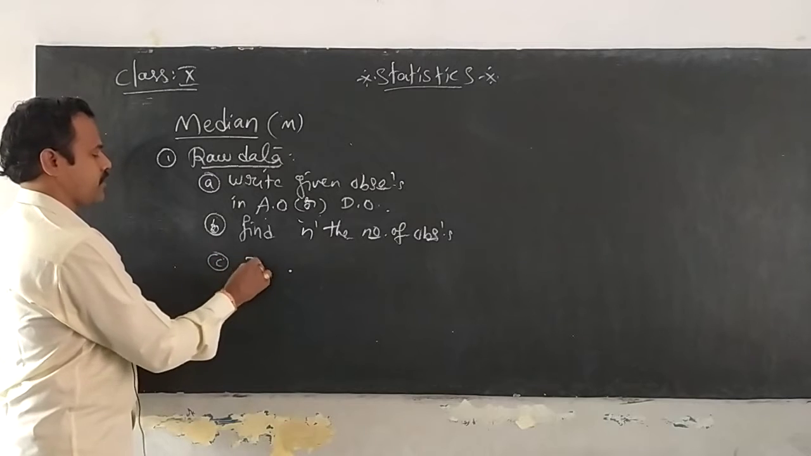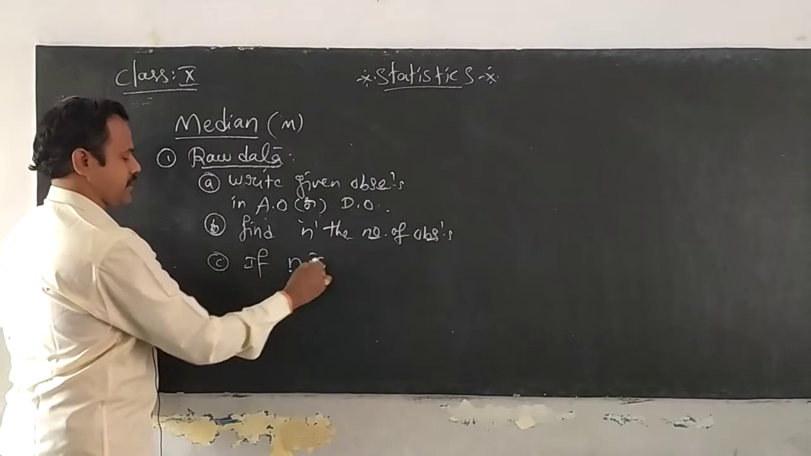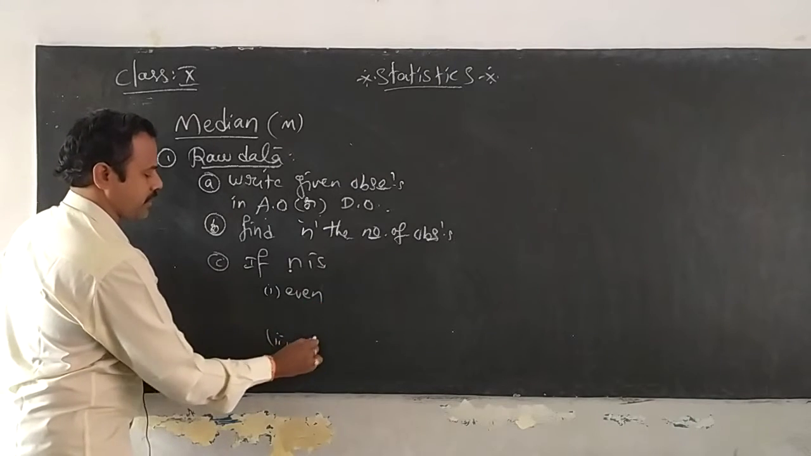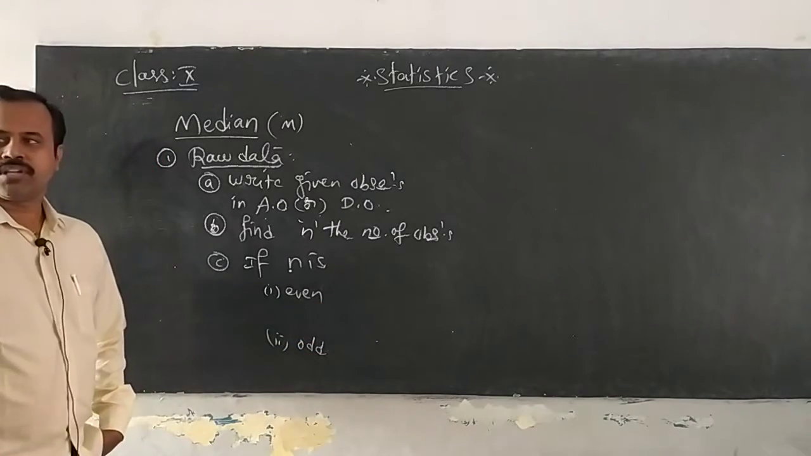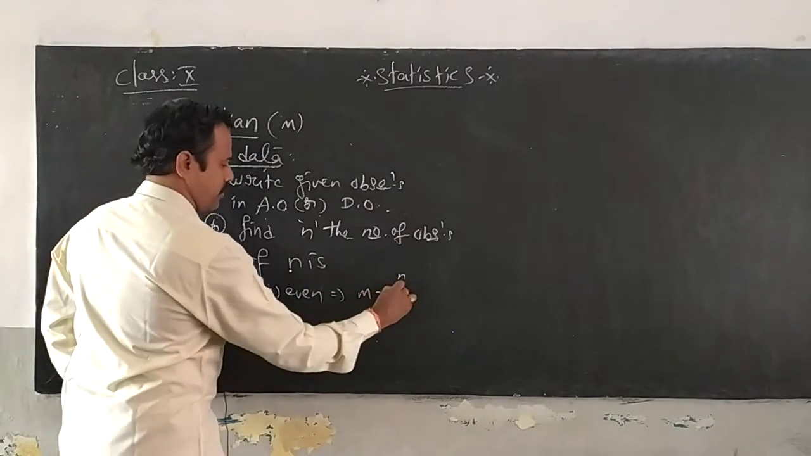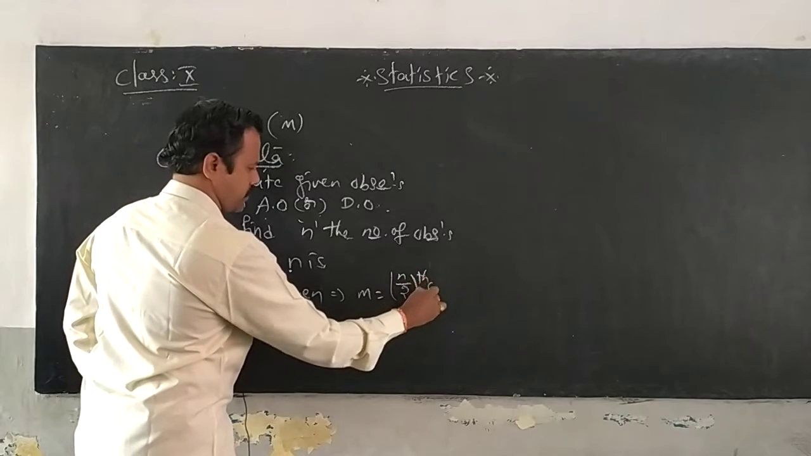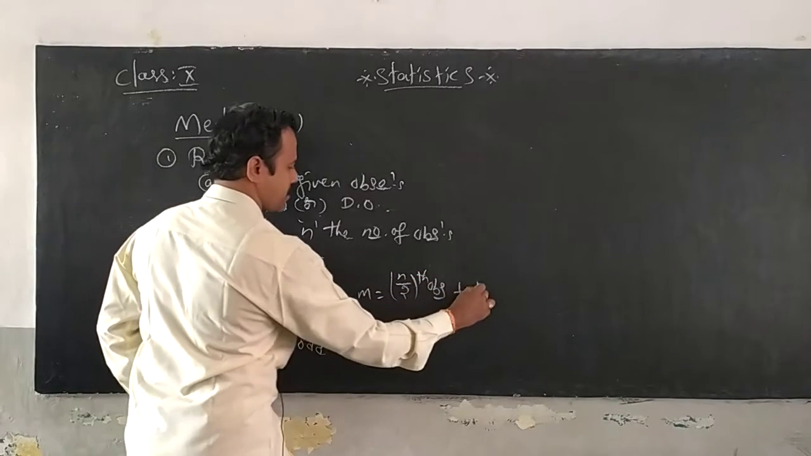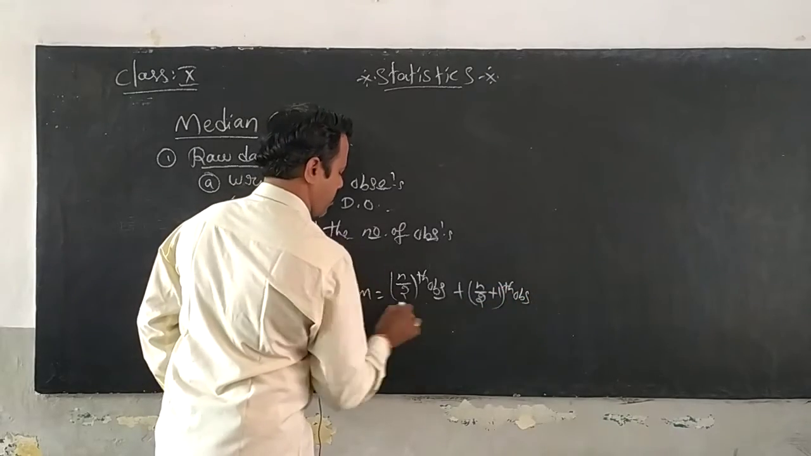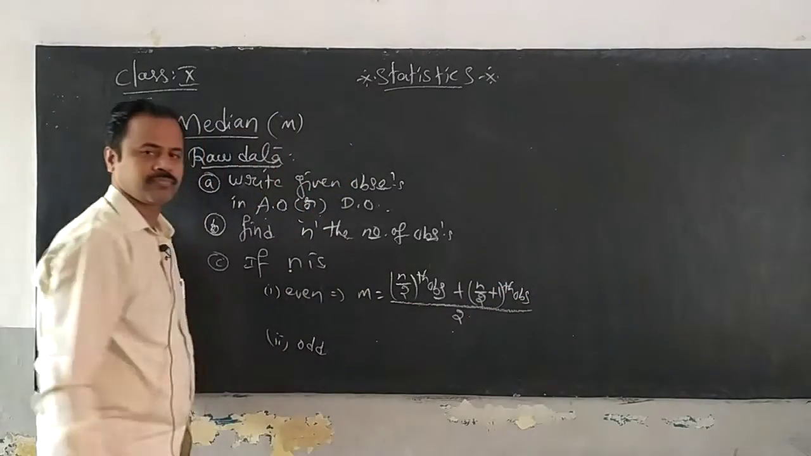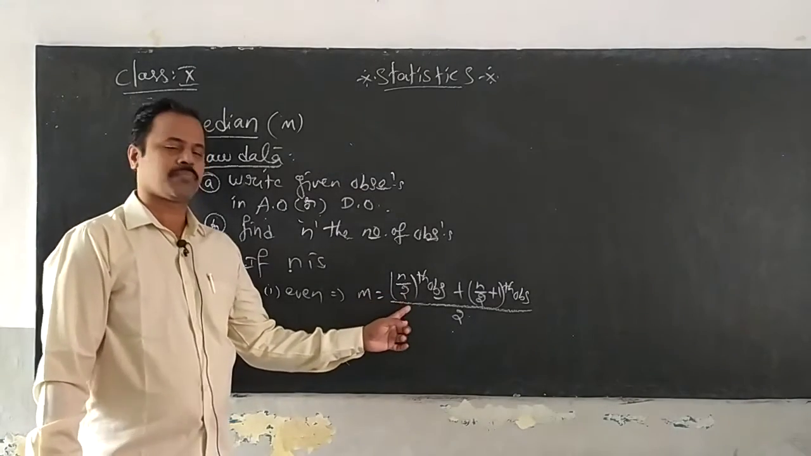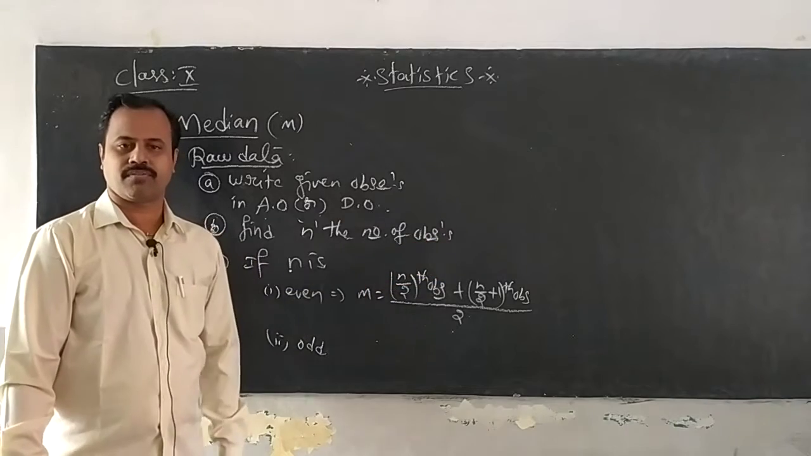Coming to C, if n is even, another case n is odd. If n is even, the median is equal to the n by 2th observation plus the n by 2 plus 1th observation, whole upon 2. You can simply say that it is the average of the n by 2th observation and the n by 2 plus 1th observation.